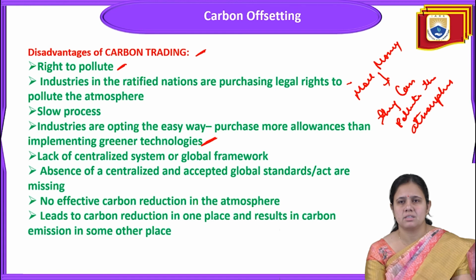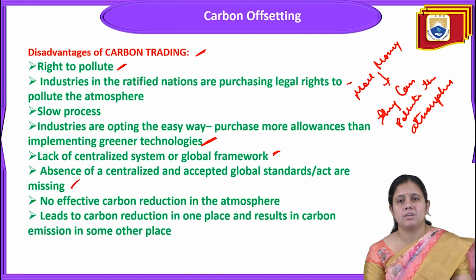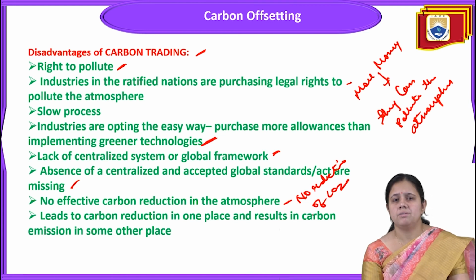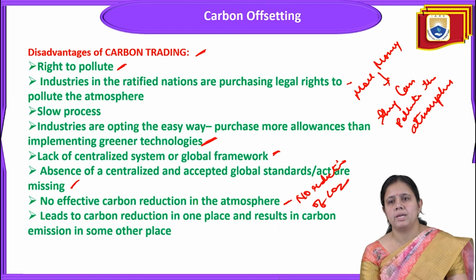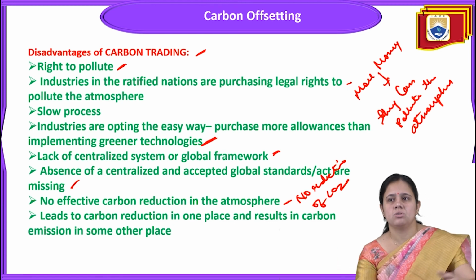There is a lack of a centralized system and global framework; centralized and accepted global standards are missing. There is no effective carbon reduction in the atmosphere. In this way, there is no reduction of carbon dioxide. It leads to carbon reduction in one place and results in carbon emission in some other place, means carbon will reduce in one place and emission will increase in another.